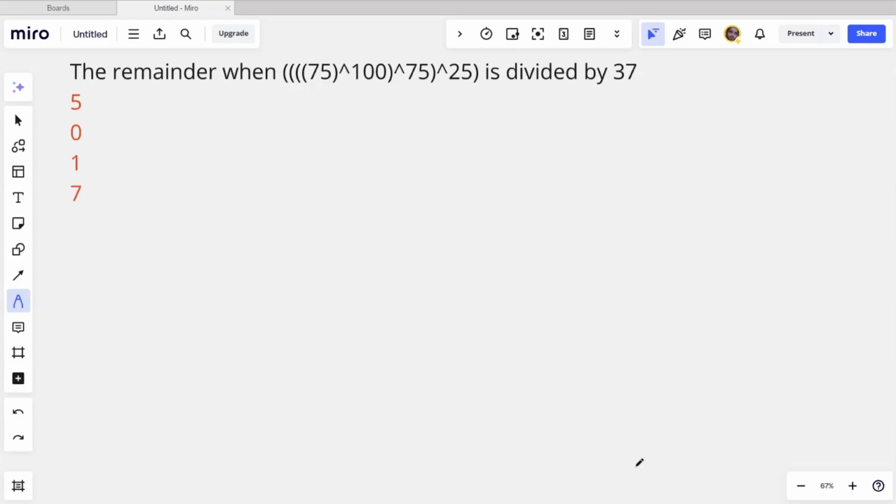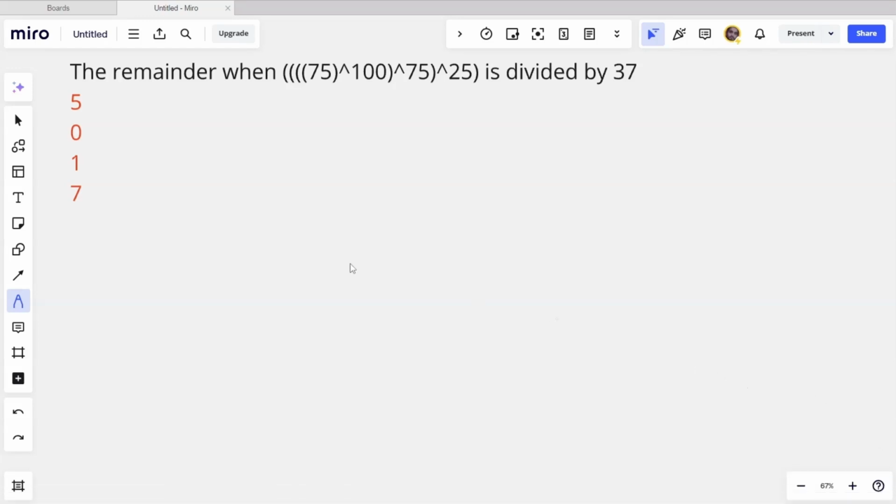So as you can see, this is our question. The remainder when 75 raised to the power 100 plus 75 raised to the power 25 is divided by 37. Let me clarify: if you don't know the concept of remainder cycle, you will not be able to solve this question. So it is recommended that you should know the concept first, then try to solve this question. So let's come to the question.